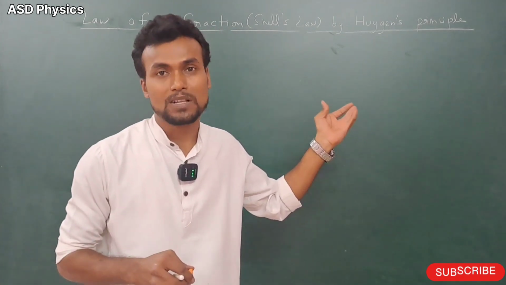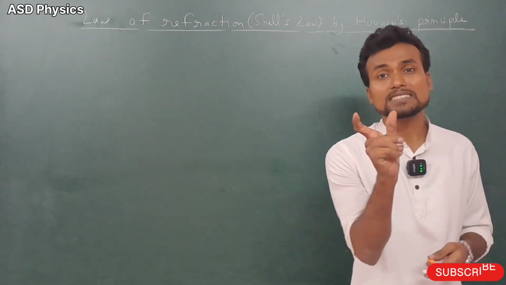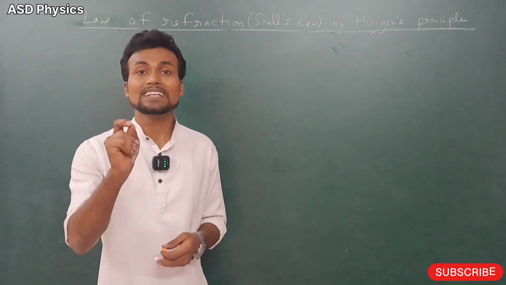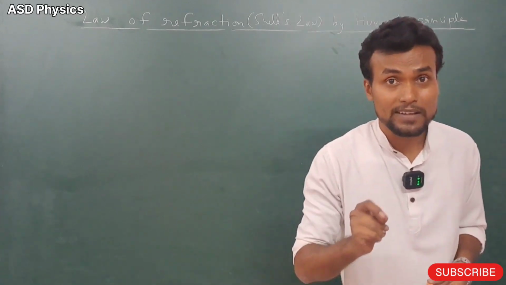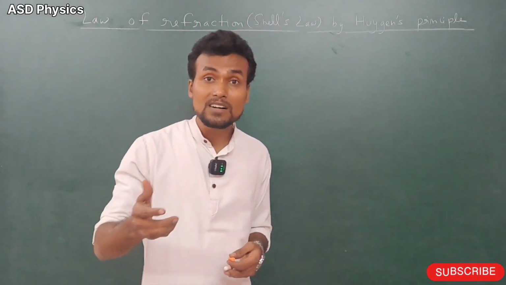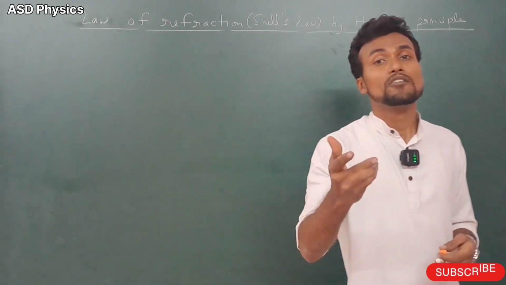In the Huygens principle, the first thing is the wavefront. So what is the wavefront? My dear students, kindly listen very carefully. The wavefront is the locus of all the particles vibrating in the same phase. This is called a wavefront.